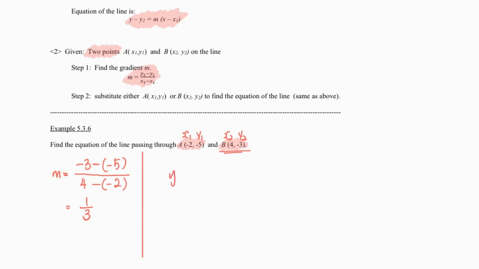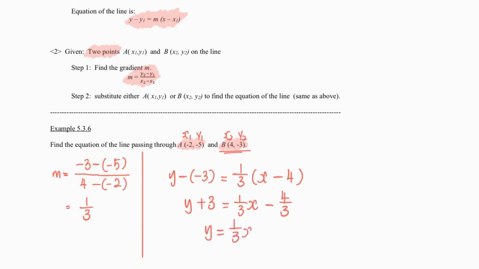So y minus my y value, negative 3, equals to m, which is 1/3, times x minus my x value, which is 4. So this will be y plus 3 equals to 1/3 x minus 4 over 3. So y equals to 1/3 x minus 4 over 3. I'm going to minus 3 on both sides.